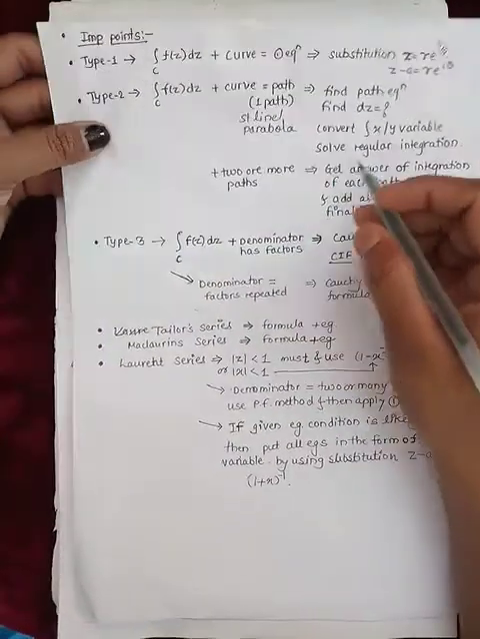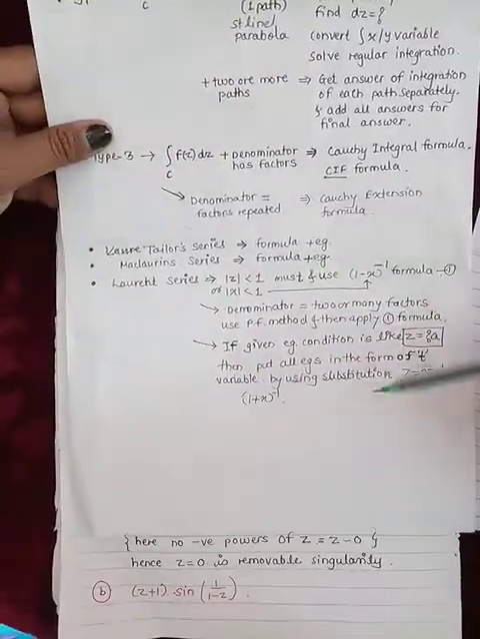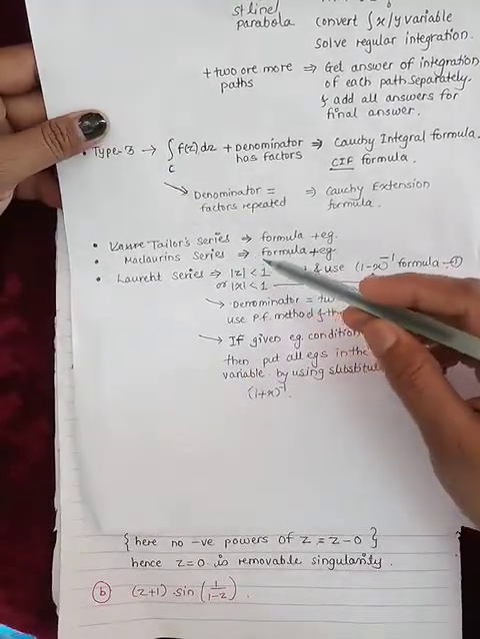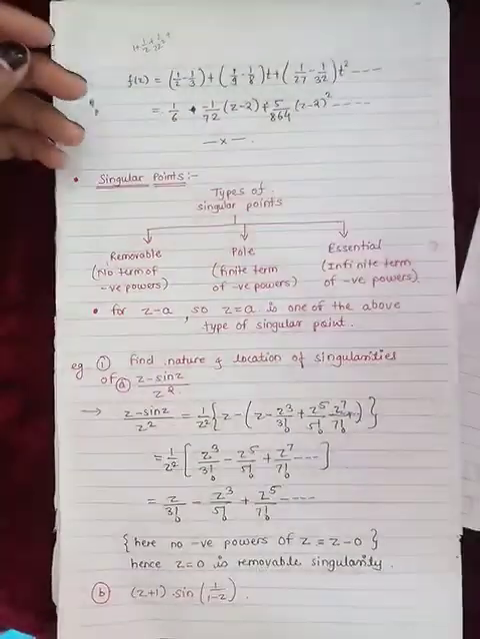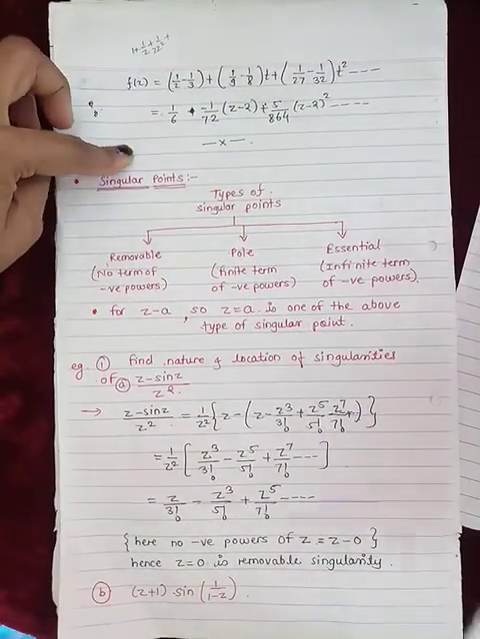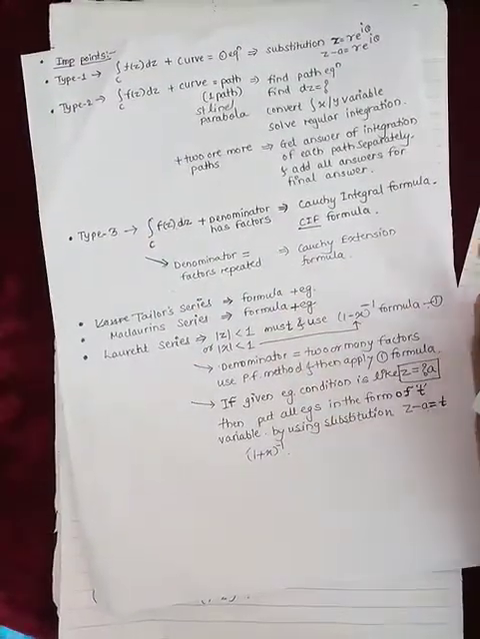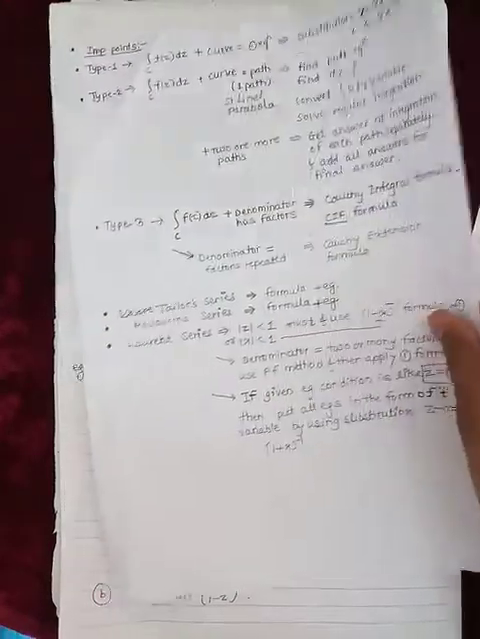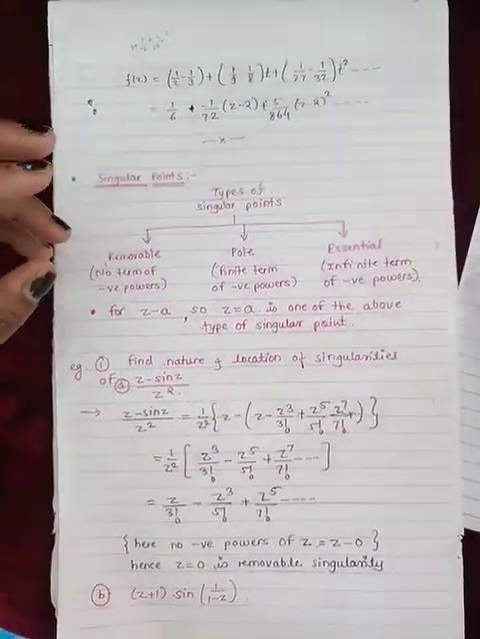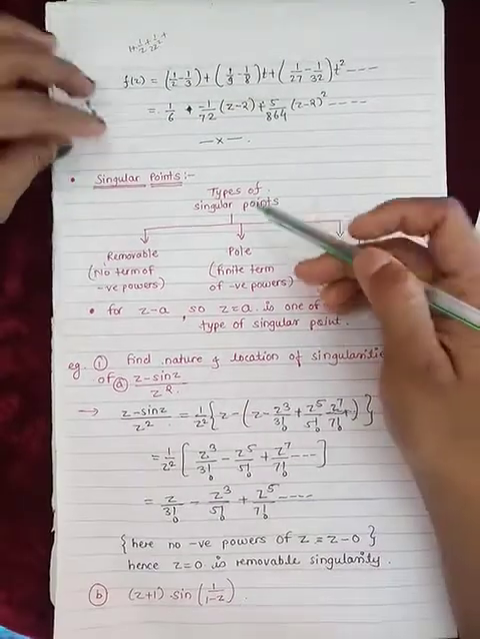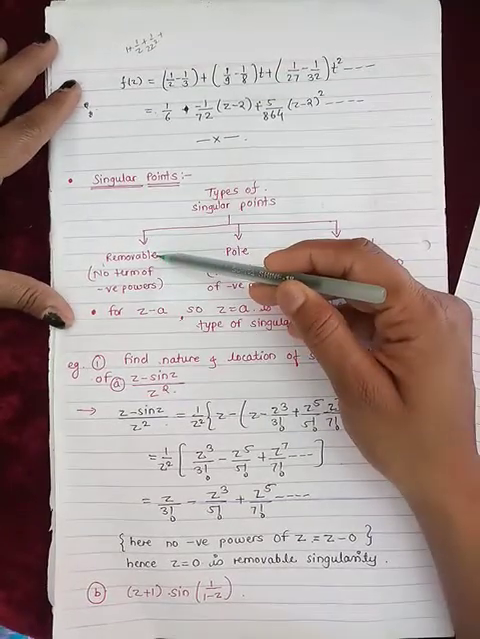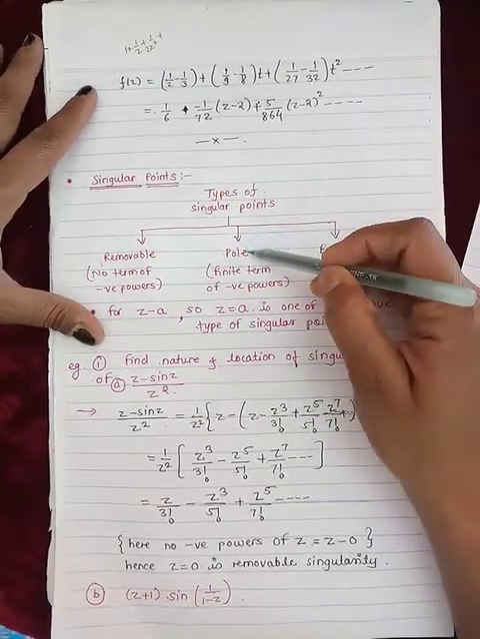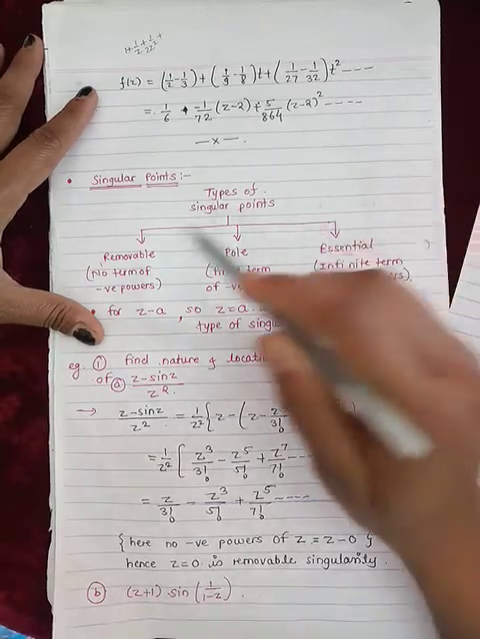Good morning, all. In the previous lecture, we have seen all the examples using the Laurent series formula. Next, we will see the next point, that is singular points, and then a very important point, the Cauchy residue theorem. That is the last point in this chapter. So let us see the singular point. Singular points have three types: first is removable singularity, then pole, and then essential singularity.